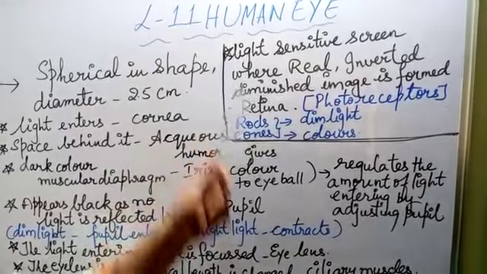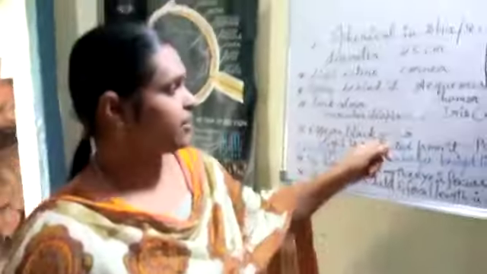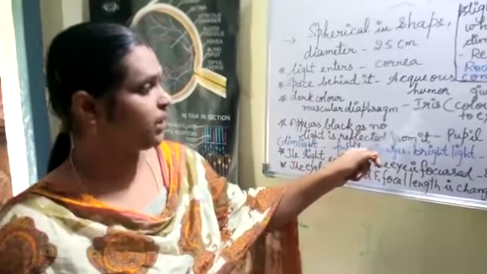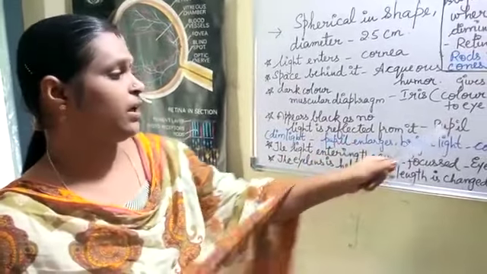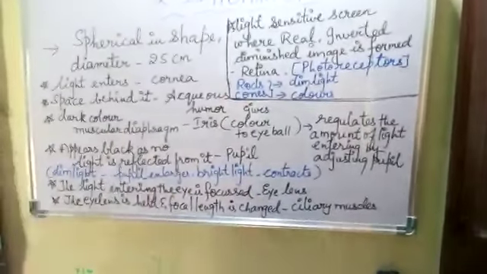Okay children, so this is regarding the retina. The parts are cornea, then we have aqueous chamber, then iris, then pupil, eye lens, ciliary muscles and the retina. Now let us move on here, children.